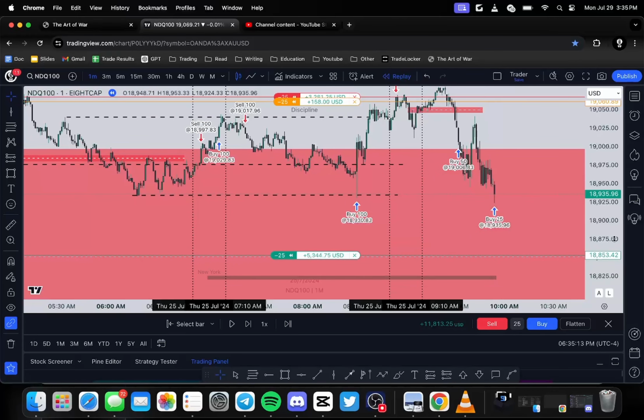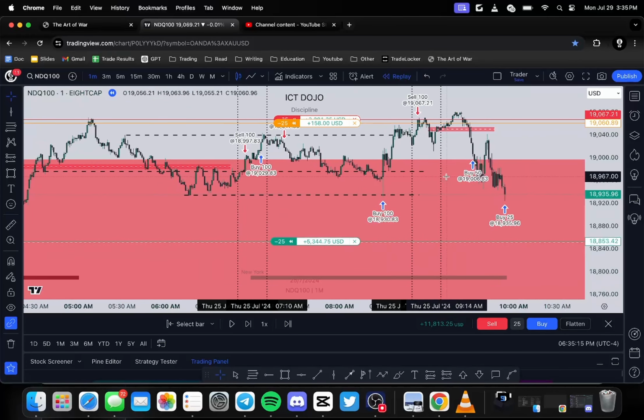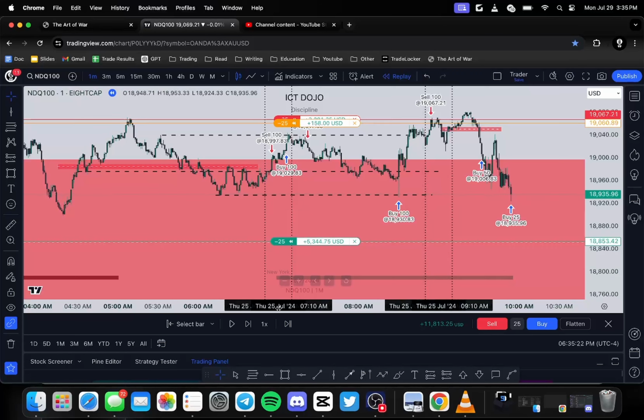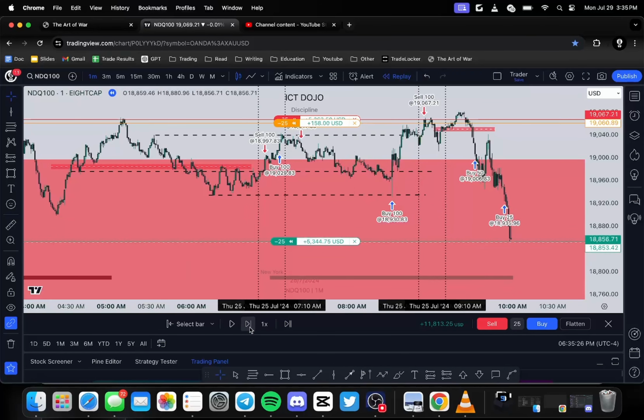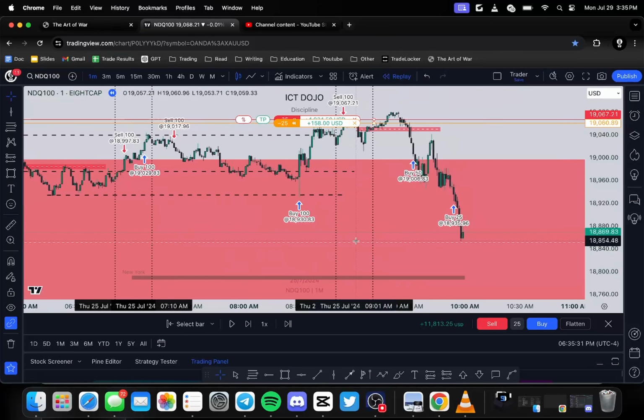Let's take off half. Boom. We took off the first half at the liquidity here. Took off the second half at the liquidity here because we might get a pullback. And look at that. Straight to TP. Closing the rest of the position.